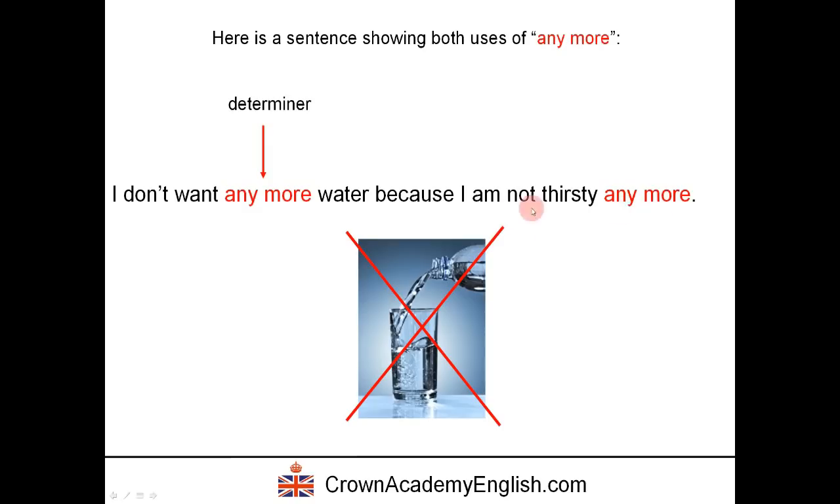And I am not thirsty anymore. This is the adverb and it's modifying the verb to be here. Okay? So I'm no longer thirsty. I am no longer thirsty. I was thirsty, but not anymore. Okay? Adverb. So it's a good example because it shows the same word twice, but in terms of parts of speech, it's a different part of the language. Here it's a determiner, and here it's an adverb.